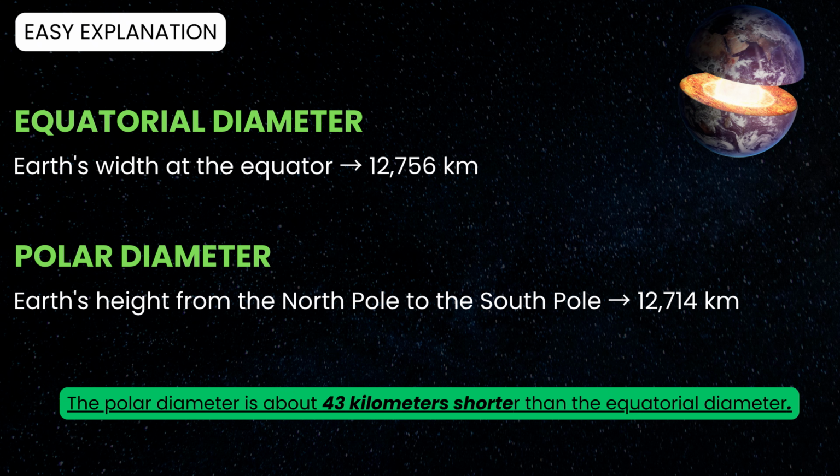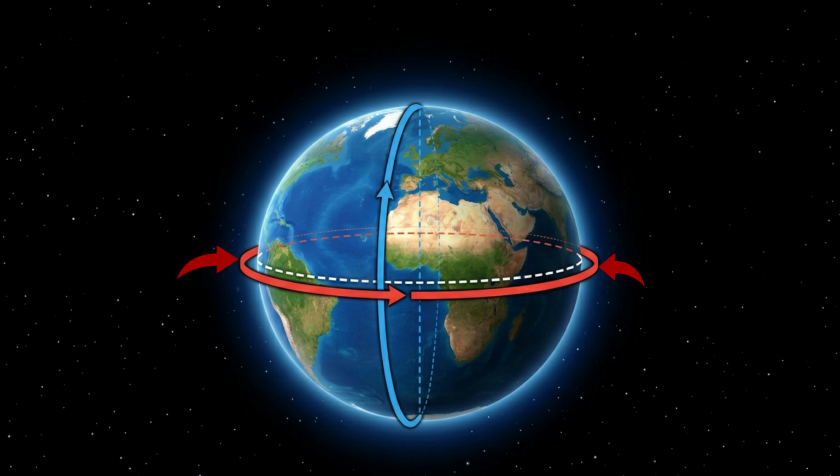For easy comparison, equatorial diameter equals Earth's width at the equator, which is 12,756 km. Polar diameter equals Earth's height from the North Pole to the South Pole, which is 12,714 km. Because Earth is slightly flattened at the poles, the polar diameter is about 43 kilometers shorter than the equatorial diameter. Now, move forward to equatorial circumference.